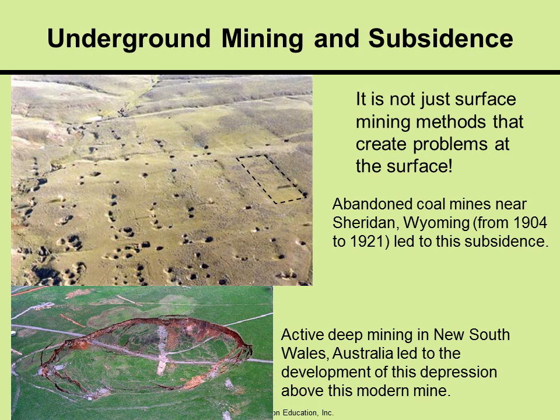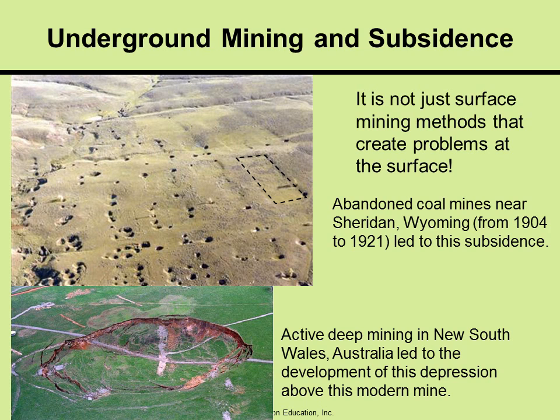In the bottom left, you'll see the beginning of a depression forming above a block caving case in New South Wales, Australia, where they knew that there was going to be subsidence and they had to buy this property even at the surface because they knew they were going to be creating this great big depression at the surface as a result of the deeper mining.